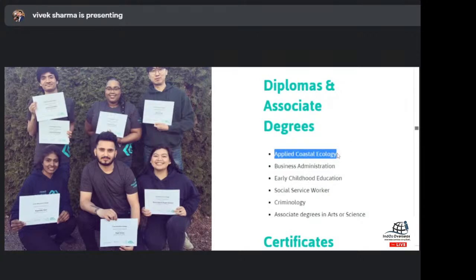The requirement for this program is that only students who have biology, botany, or zoology, the medical subjects, who have done plus two with medical, can go for this program. Or we have the post degree in Applied Coastal Ecology also. For that, the student must have biology, botany, or zoology as a subject in plus two or in graduation. Like the students who have done BSc agriculture, BSc biology, can also go for these programs.